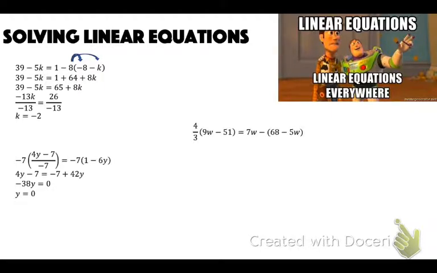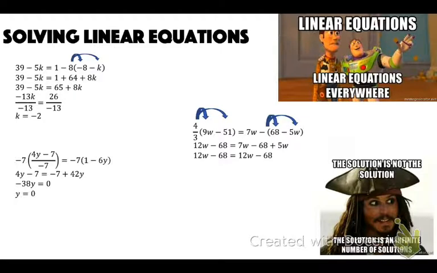This one, we have a fraction in there. We have a negative, so we have to distribute both of those. So 4/3 times 9. Well, 9 divided by 3 is 3, times 4 is 12, so that's going to be 12. 51 divided by 3 is 17, I think. I might have done that wrong. 51 divided by 3, yeah, and then times 4 is 68. And then we have 7w minus 68 plus 5w. Combine like terms, so we have 12w minus 68 equals 12w minus 68. Well, if we cancel everything, it's just going to be 0. So you're going to end up here.